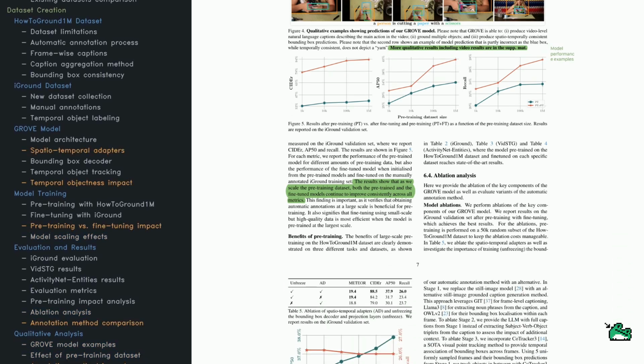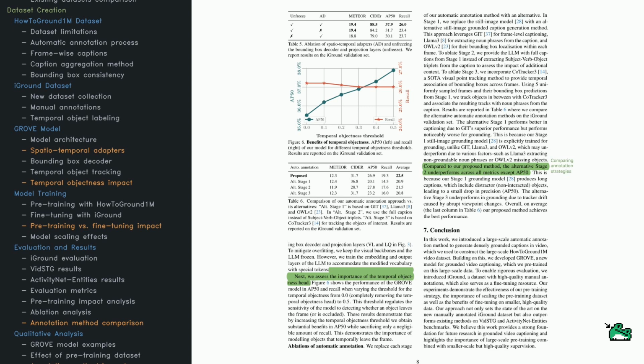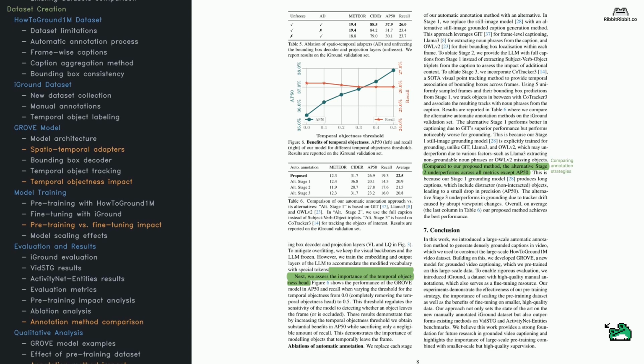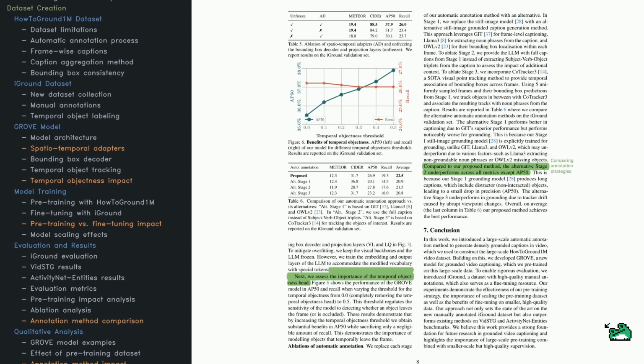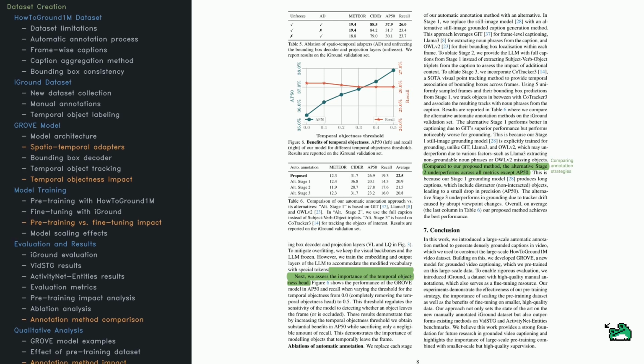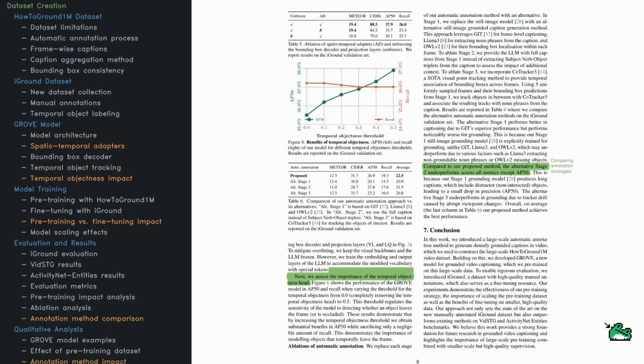Let's check that now. Fine-tuning a model isn't about blindly tuning every knob. It's about focusing on the parts that really matter. Table 5 shows what happens when you remove spatio-temporal adapters or freeze certain layers. Performance drops. This confirms that letting the network learn object tracking across time is critical. Now look at Figure 6, which explores the temporal objectness threshold. A higher threshold reduces false positives, but might cause some valid objects to be missed, so it's a trade-off.